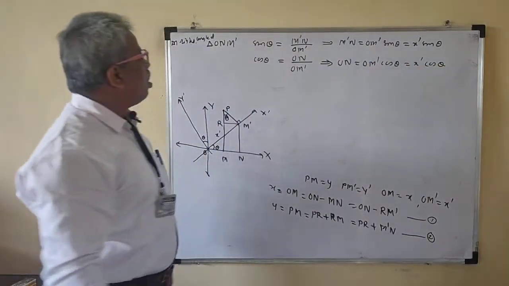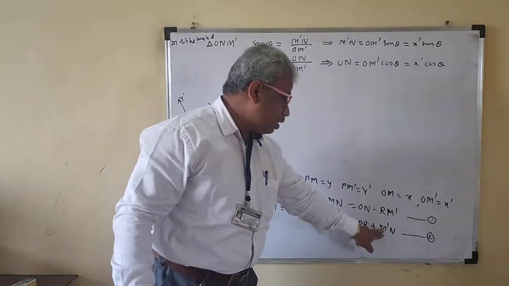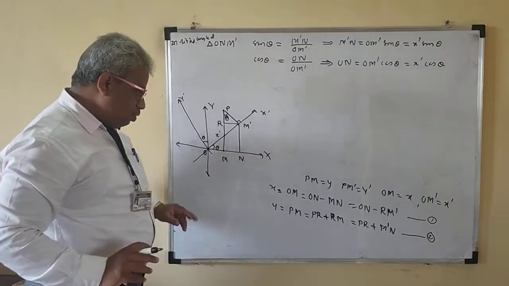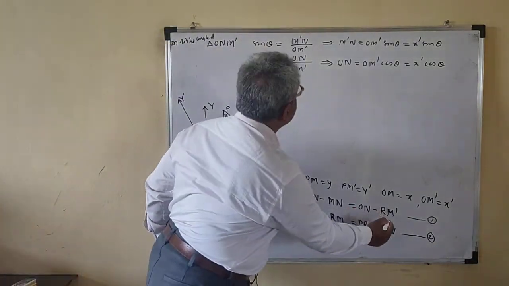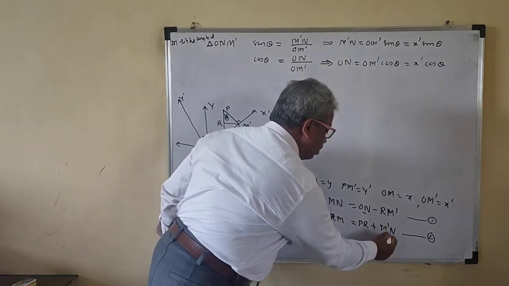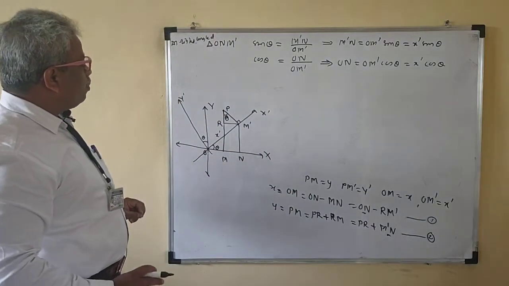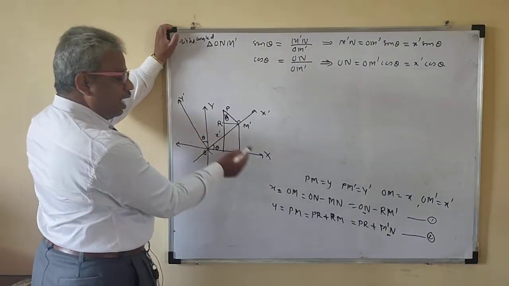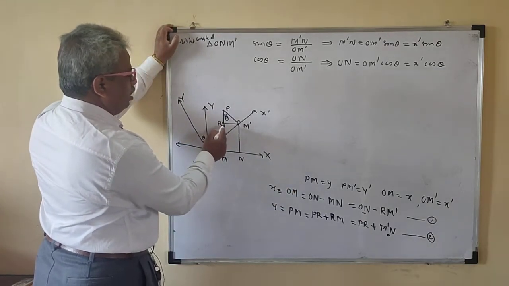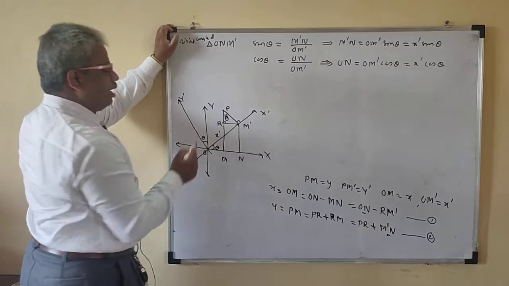So we got M prime N and ON from this right angle triangle. Now we got ON prime, we got this one, and we got M prime N. Now we'll find RN prime and PR. So where is PR? PR is here. And where is RM prime? RM prime is here. Again this is theta. This is the right angle triangle.